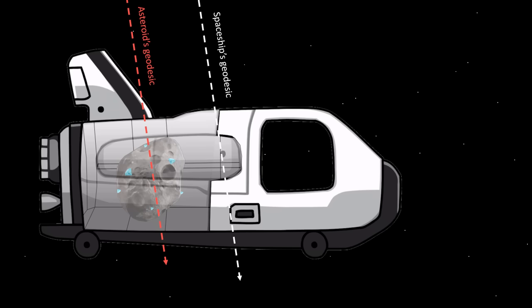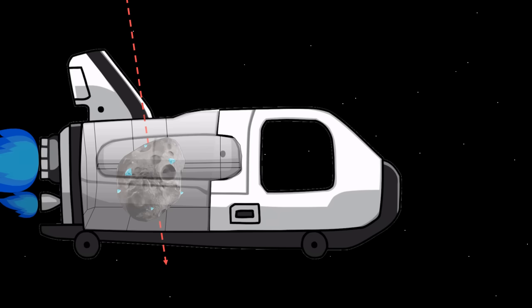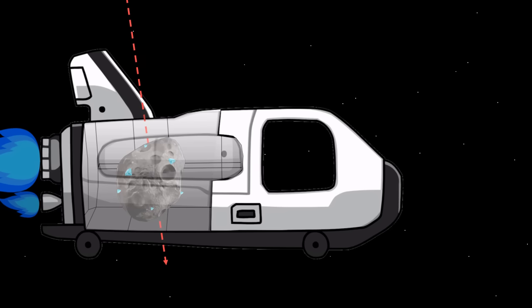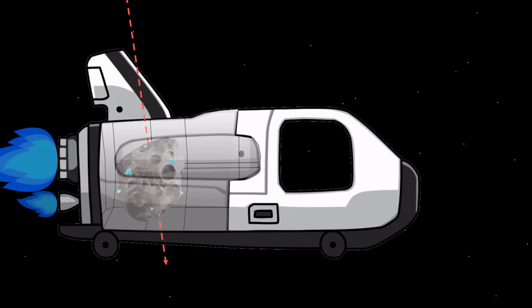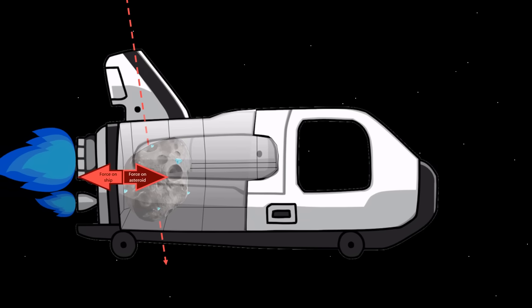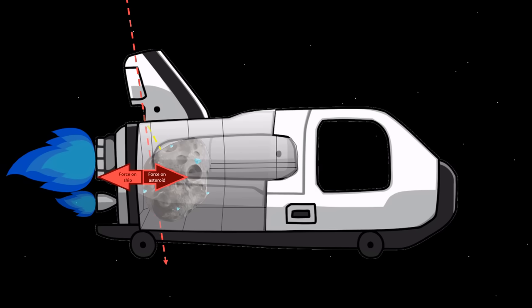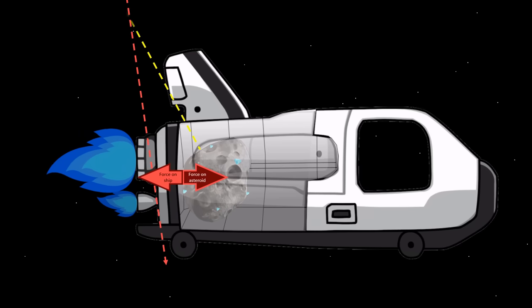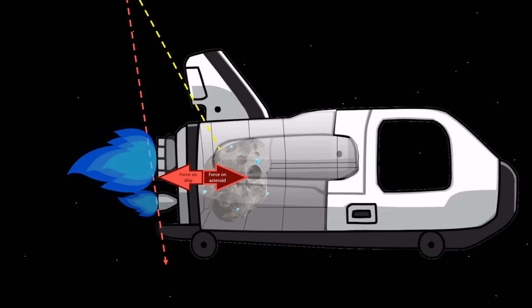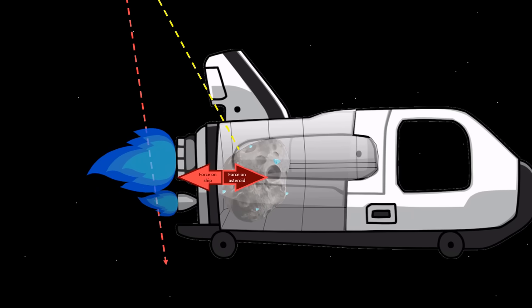Let's now look at what happens to the asteroid's geodesic when the spaceship starts to move. As the spaceship's rockets fire, it starts to accelerate with respect to the asteroid, but the asteroid remains on its geodesic until the wall of the spaceship collides with it. Once this happens, the spaceship exerts a force on the asteroid that also causes it to accelerate away from its geodesic path. The asteroid, in turn, exerts a force on the spaceship that resists this force, reducing the spaceship's acceleration.